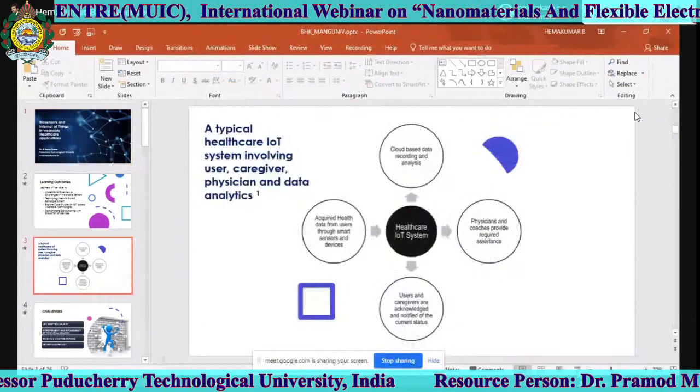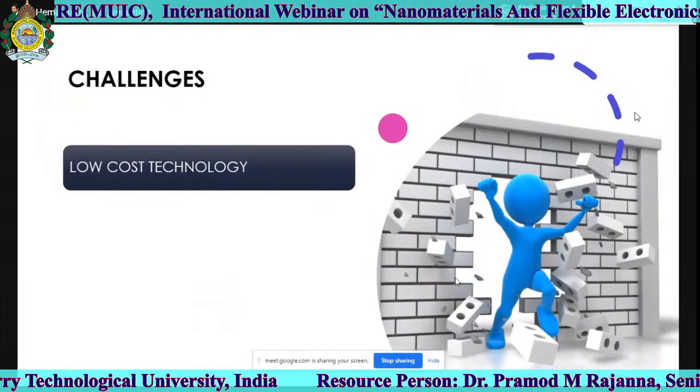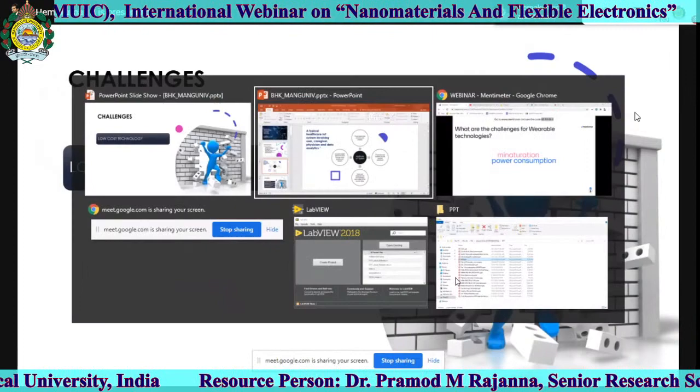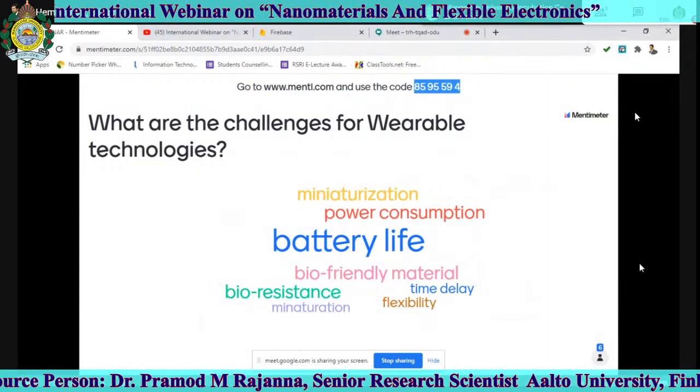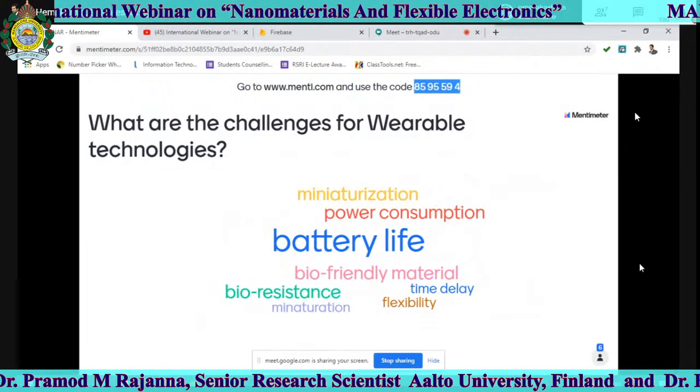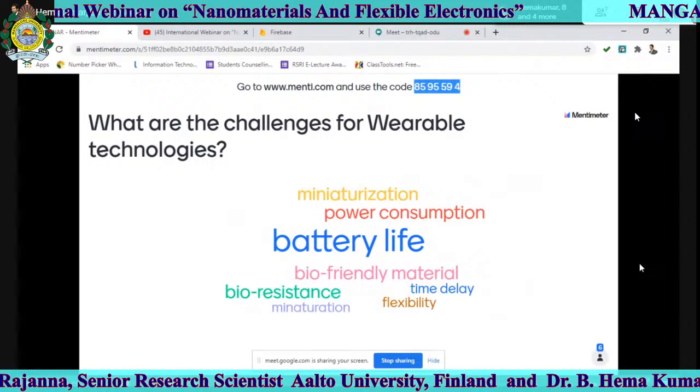So the typical challenges, as you told, is low cost technology. Definitely cost is a very, very important factor. Battery life, excellent. We have bio-friendly material. Good. Excellent. Bio-resistance, miniaturization, flexibility. Of course, flexibility is very much required. Battery life is also another concern. So these are all different views.